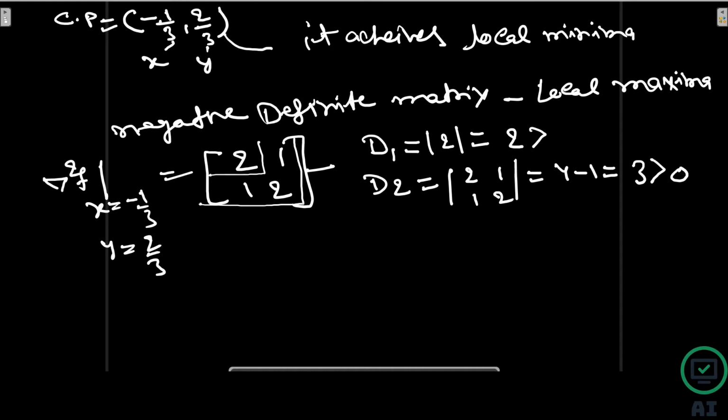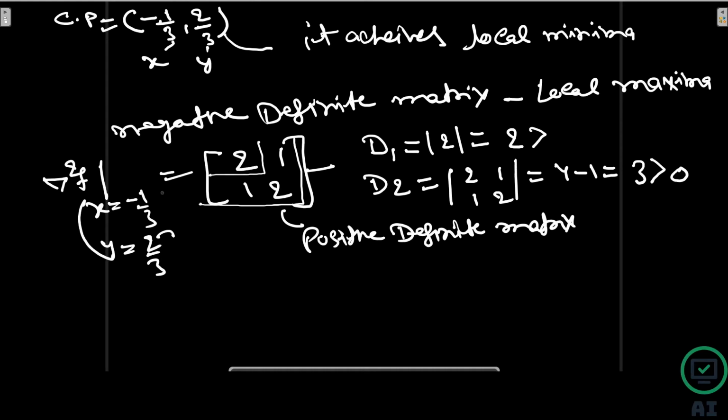That means this matrix is a positive definite matrix. And when we have a positive definite matrix, we achieve local minima at the critical point, which is nothing but this.